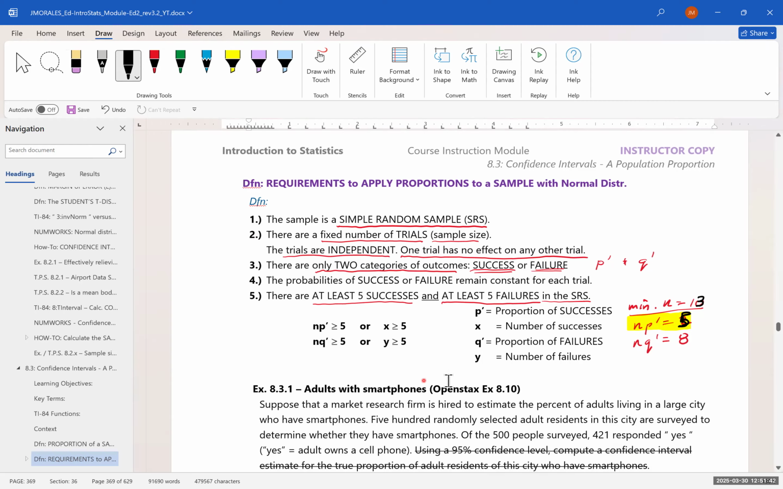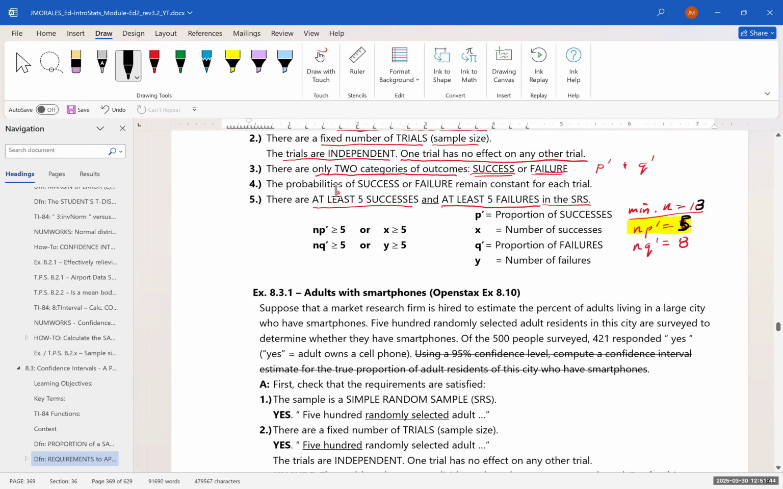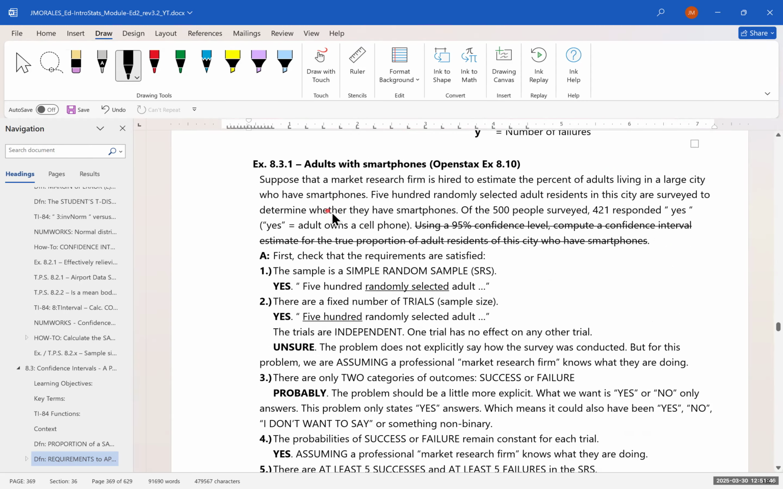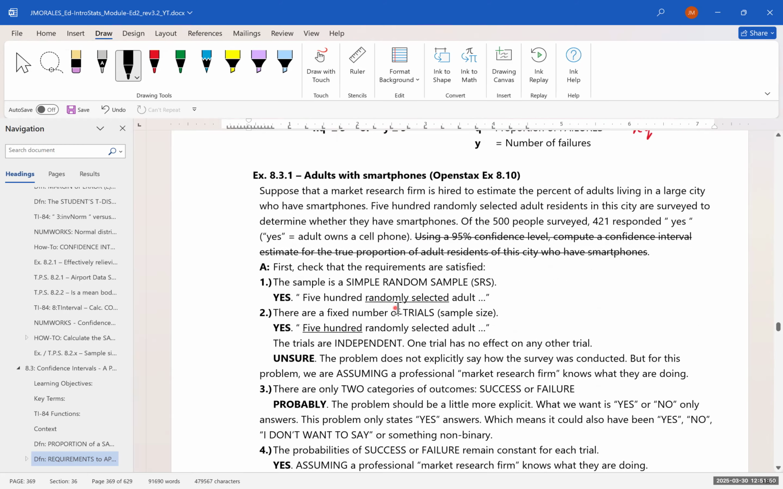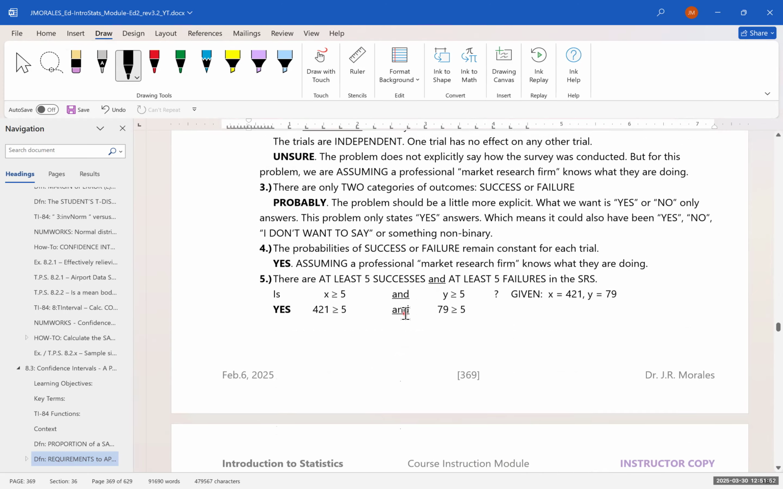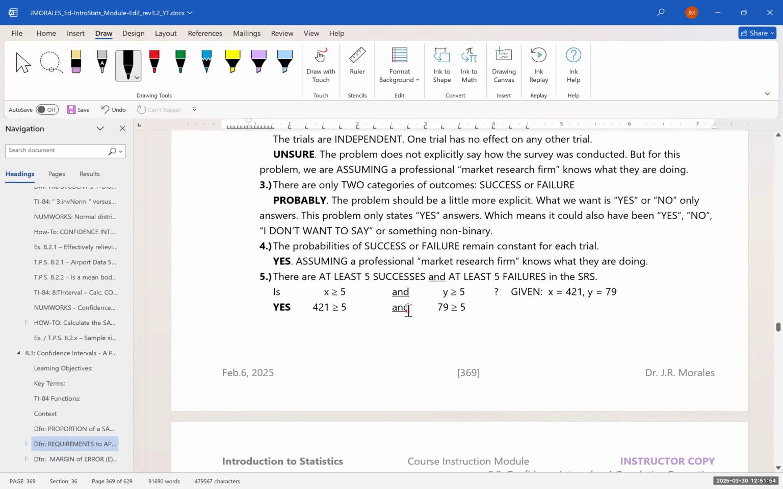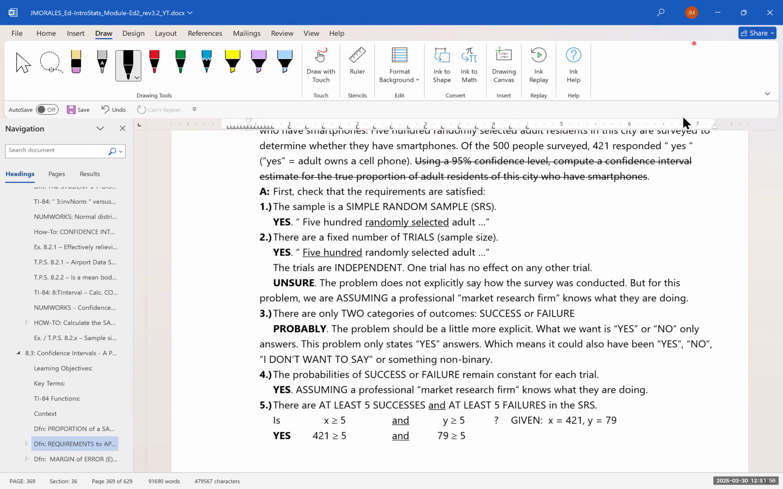All right, down below, I have an example of these 5 rules. I think it's pretty self-explanatory. Just go ahead and read through that. So let me go ahead and stop the video here, and we'll move on to doing some calculations, learning about how to do margin of error and confidence intervals with proportions.